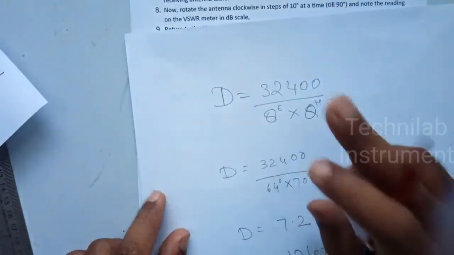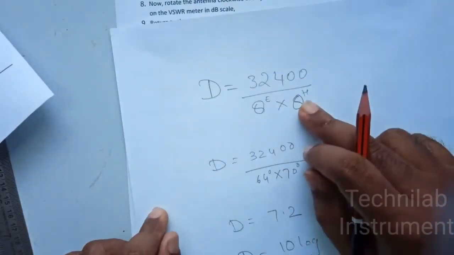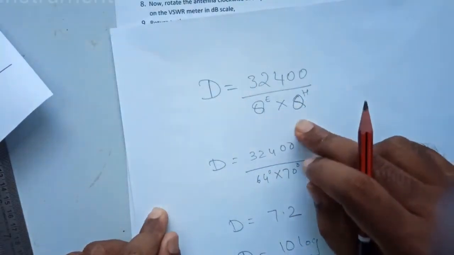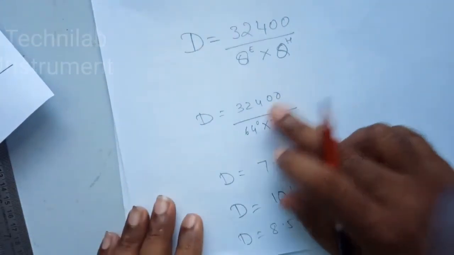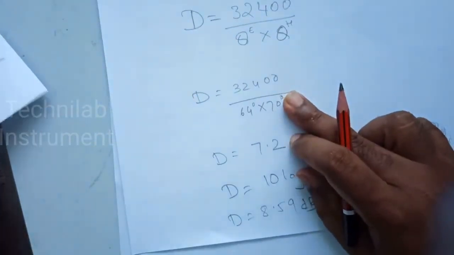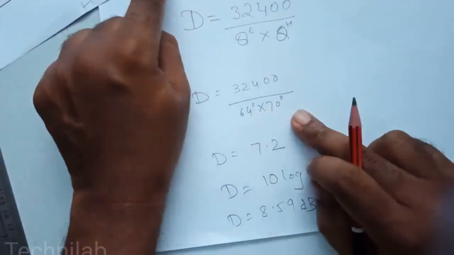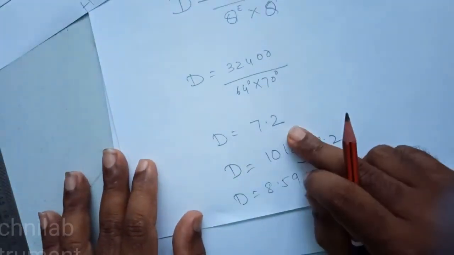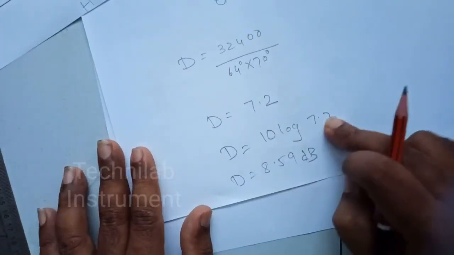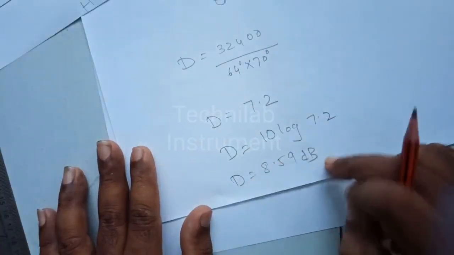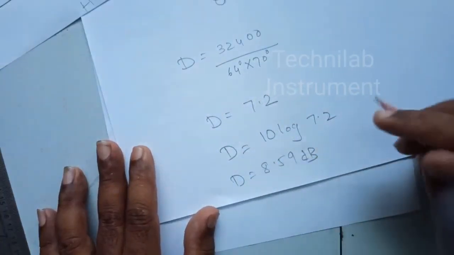So D, directivity, is equal to 32,400 divided by theta E into theta H. D is equal to 32,400 by theta E, theta H, 64 into 70, that is 7.2. 10 log 7.2 is 8.59 dB directivity for the dipole antenna.